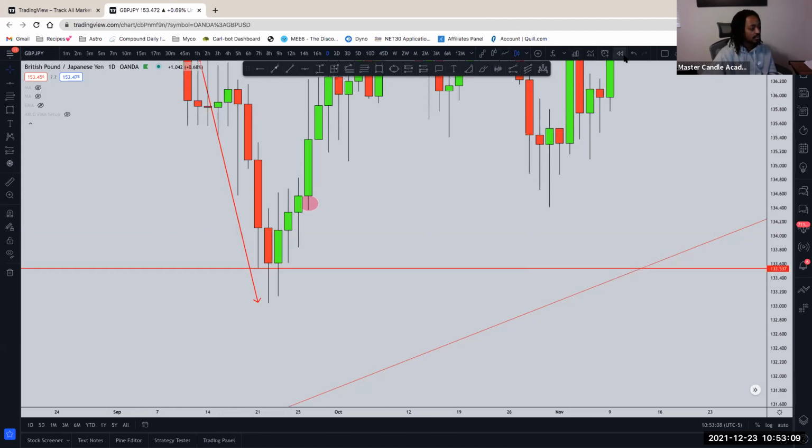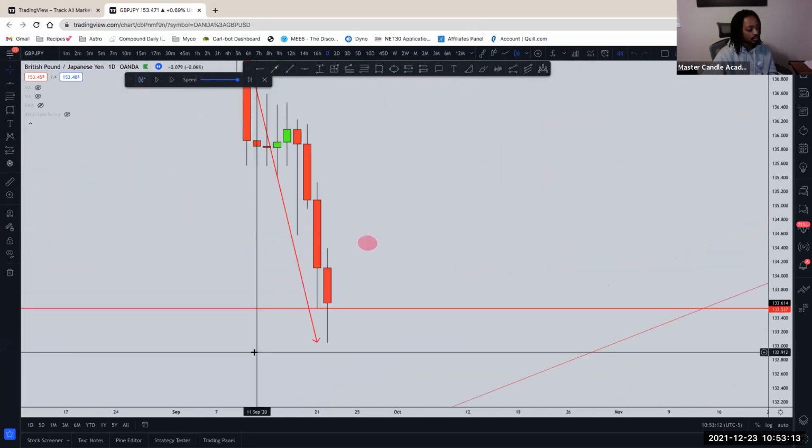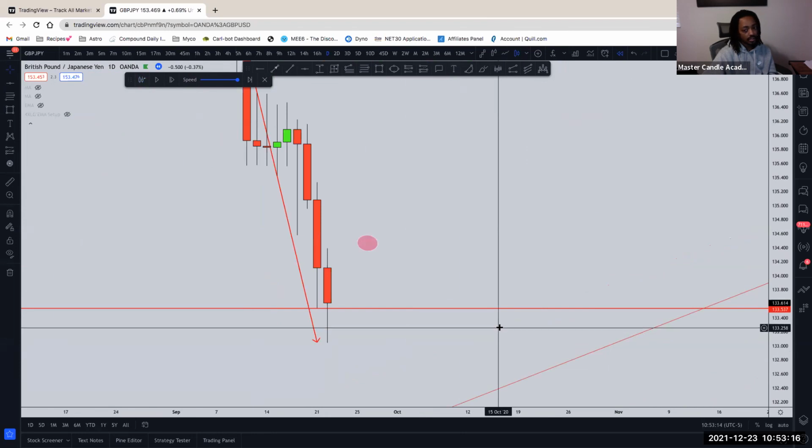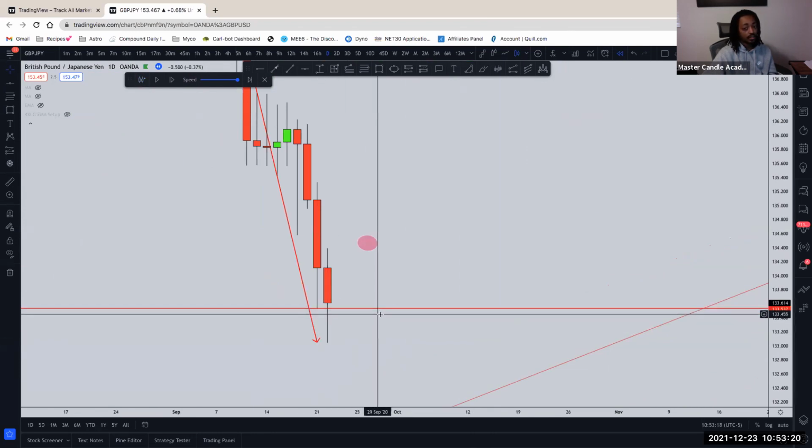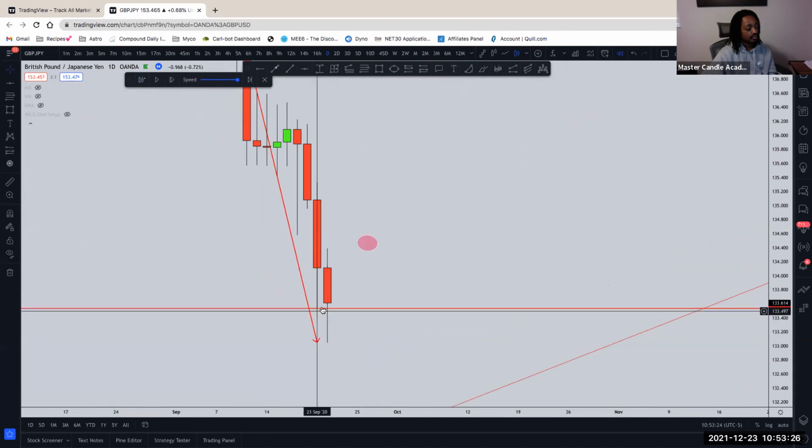All right, let me back this up. I don't need the order block. The order block's not needed. This formation right here is all I need to know. Literally. Price failed to close.